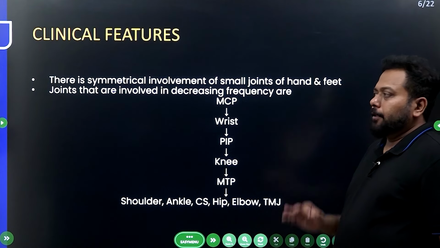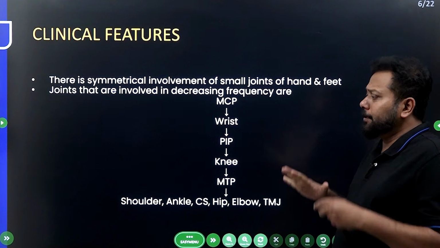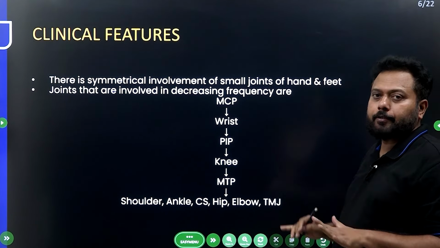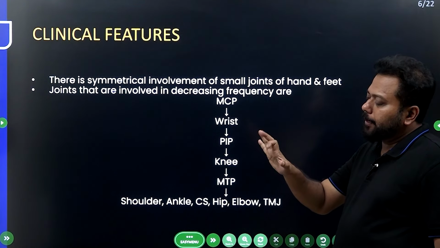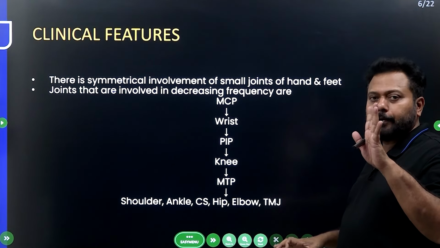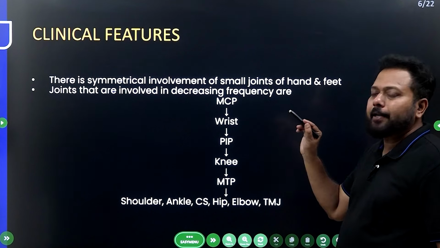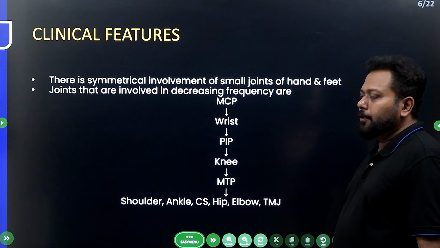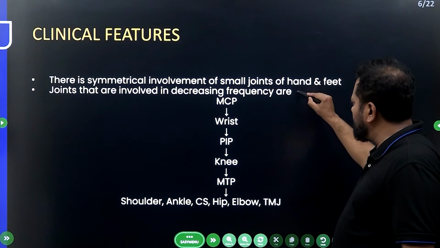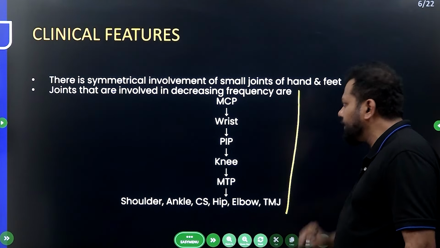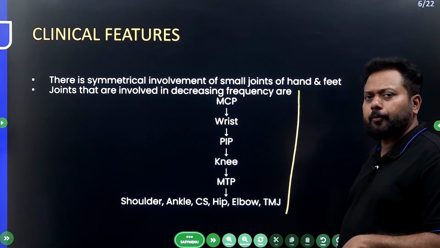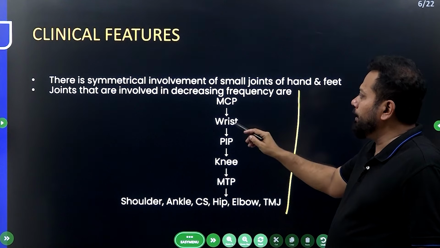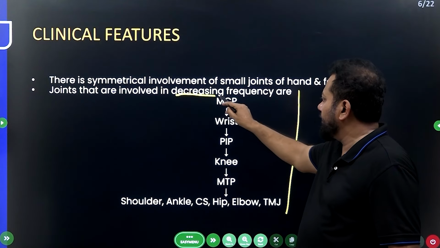Clinical features. The main clinical feature is symmetrical involvement of small joints. Small joints means hand joints. Suppose right side index finger is involved, left side index finger is also involved. That is called symmetrical joint involvement of small joints, especially hand and feet. This is so important, dear friends. Kindly take down. I made it so simple for you. These are the joints that are involved in decreasing frequency.